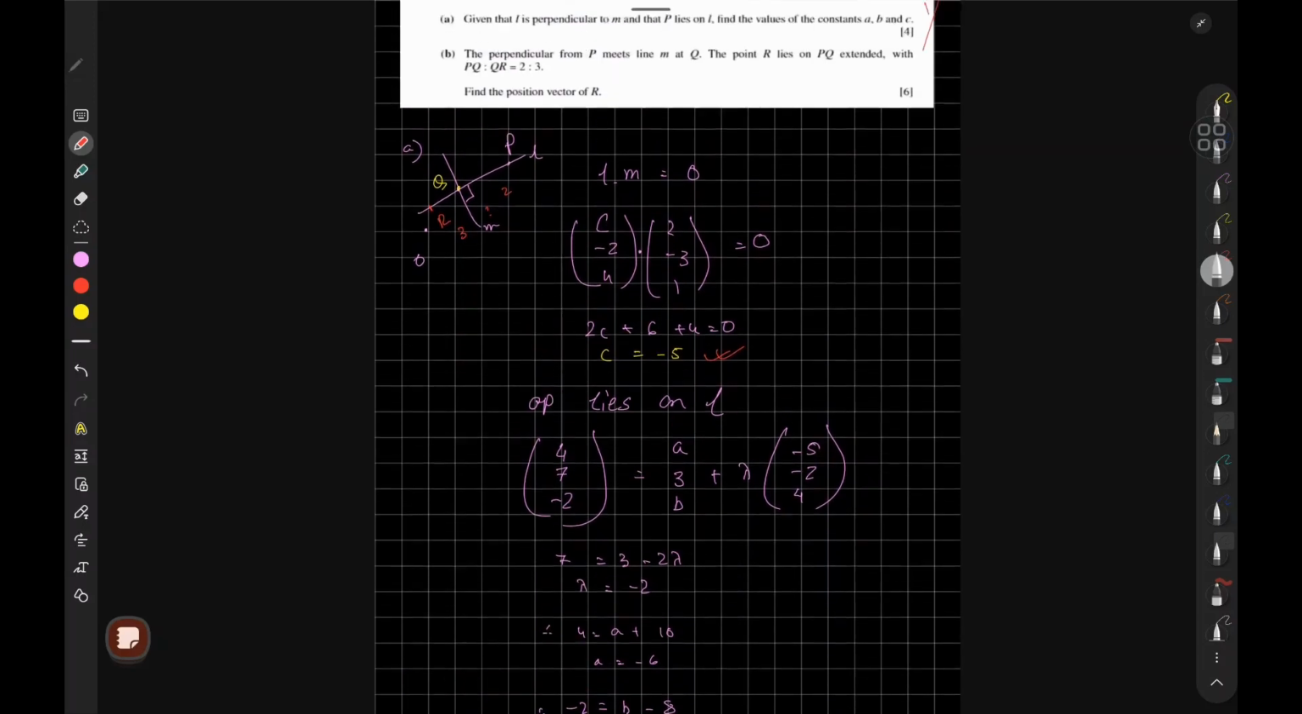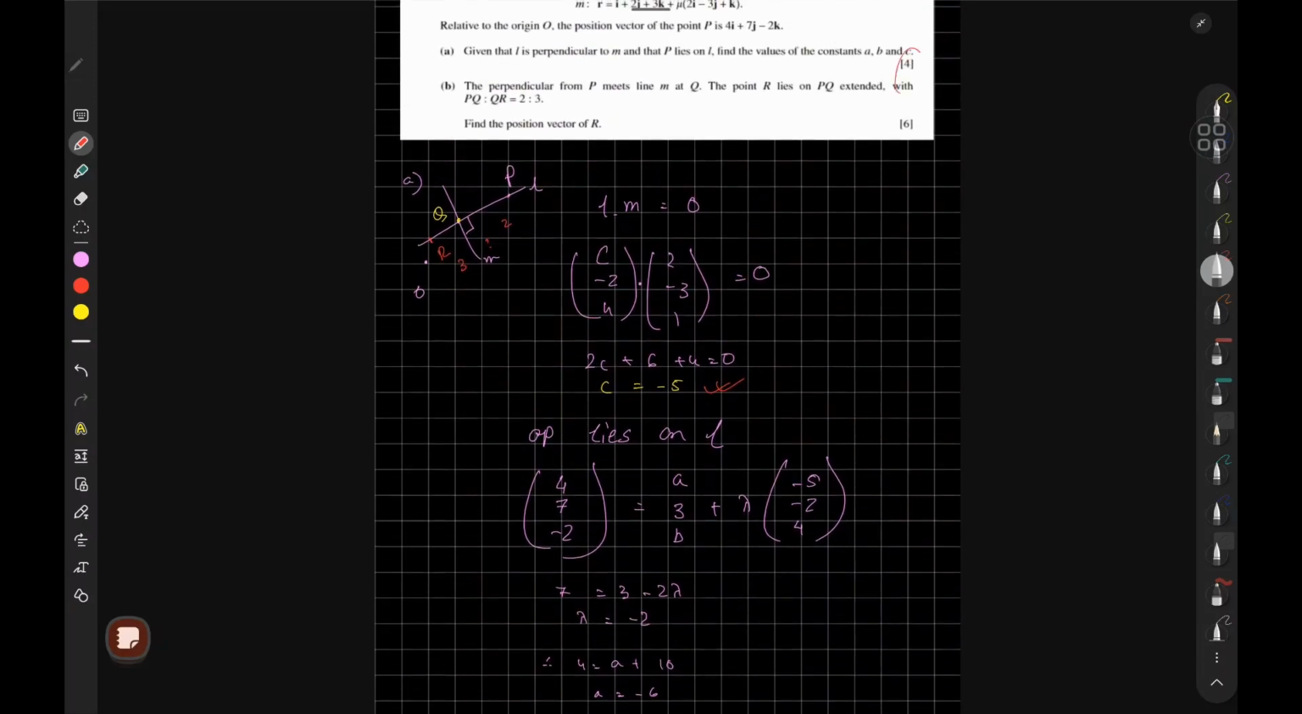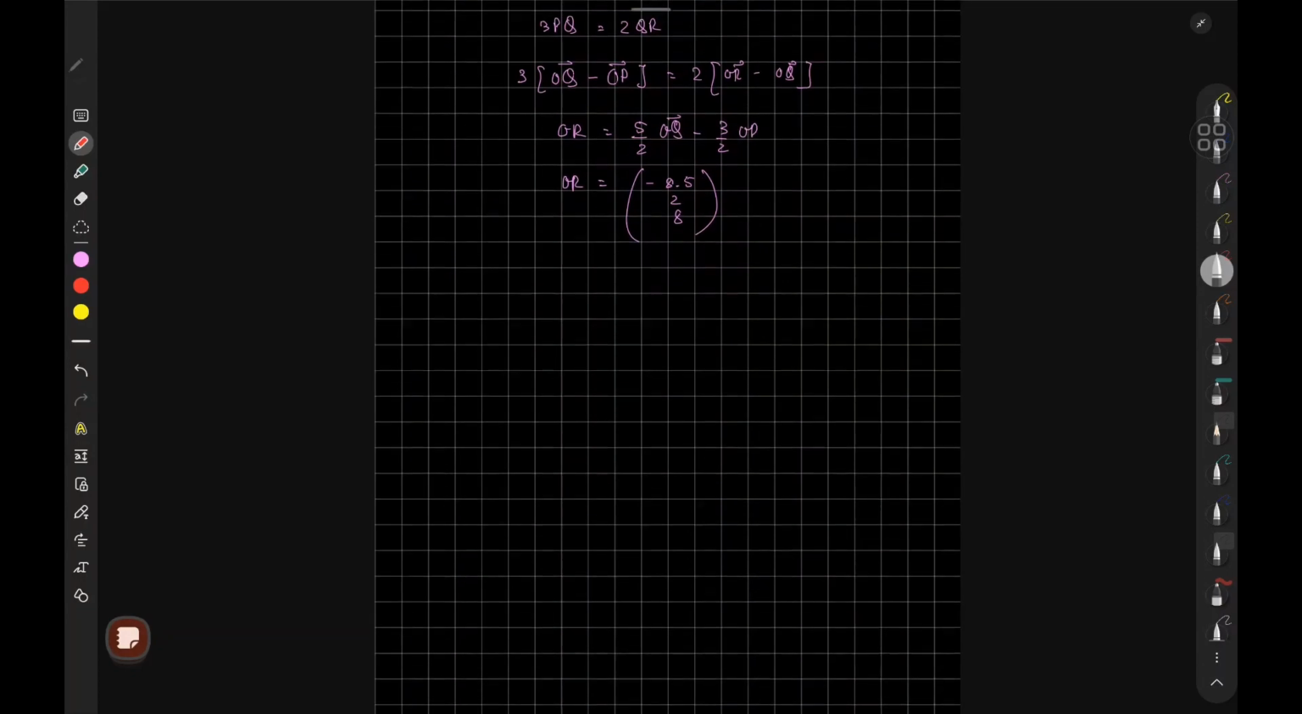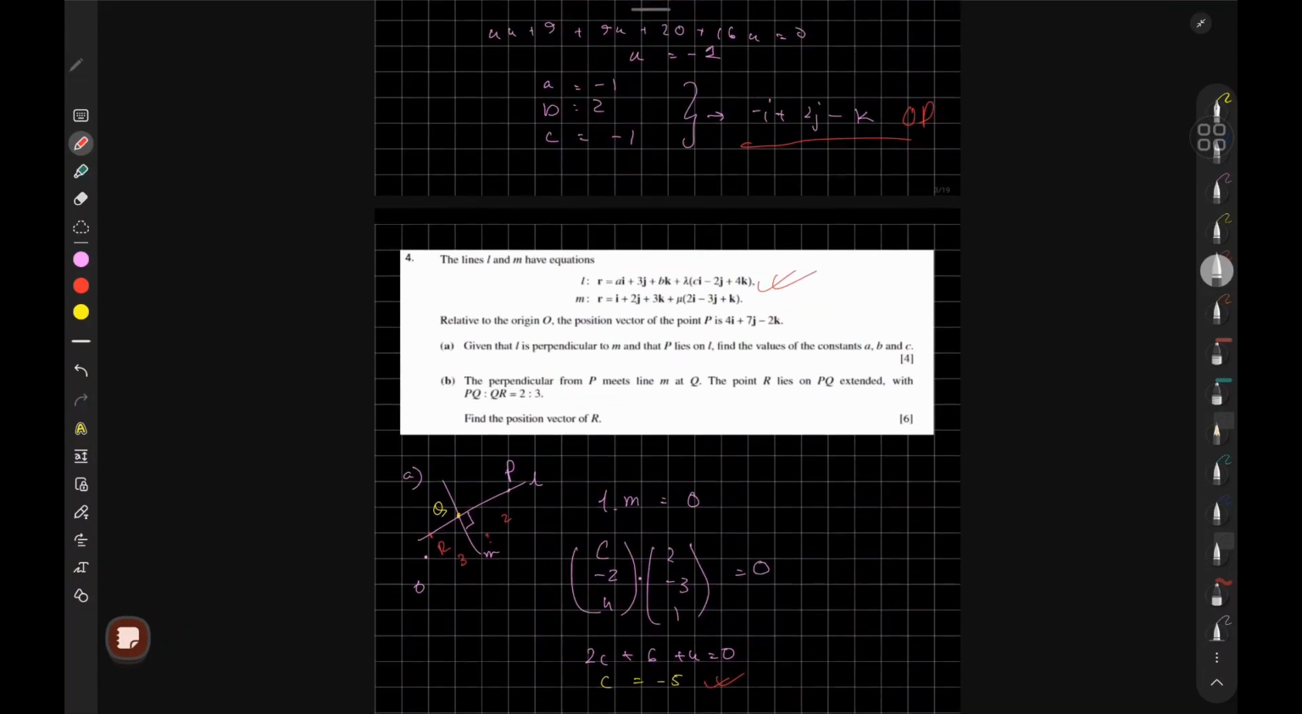Nice. So you have answered question A. Full marks. Great. So next, what you do is you solve question B, which is pretty long. For question B, they're asking you about the perpendicular from P.